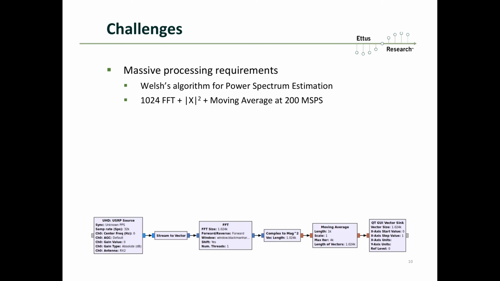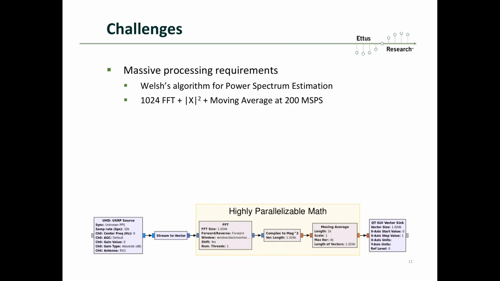Let's illustrate the challenges in SDR processing. The screenshot at the bottom of the slide is from a GNU Radio flow graph which implements Welch's algorithm for power spectrum estimation for 200 MHz of bandwidth on a single channel of the USRP X310 radio. There are significant processing requirements on the CPU in this application. An FFT, magnitude squared operation, and a moving average are to be performed on the data stream at 200 megasamples per second. And in addition, a graphical widget is to be displayed showing the result in real time.